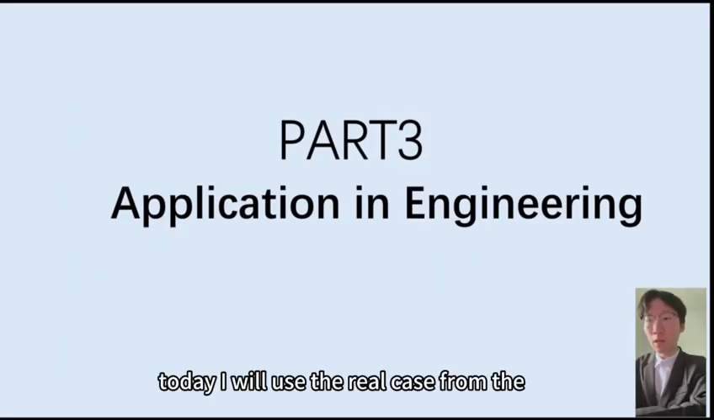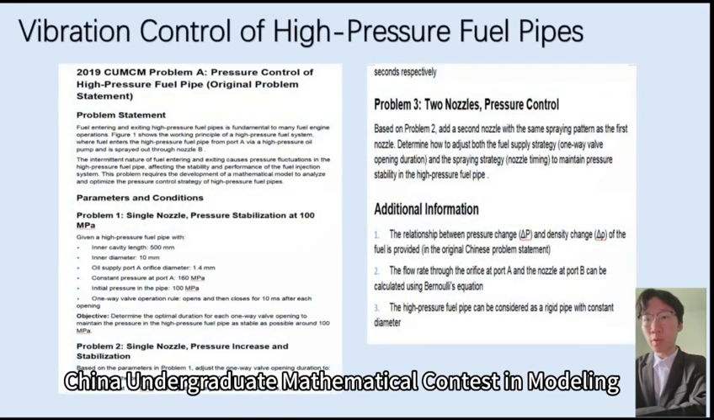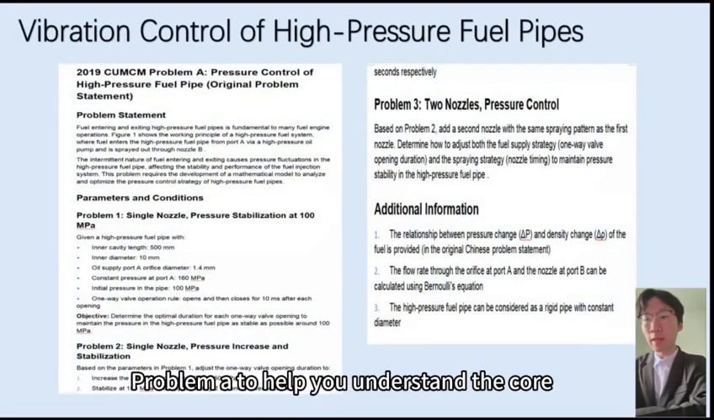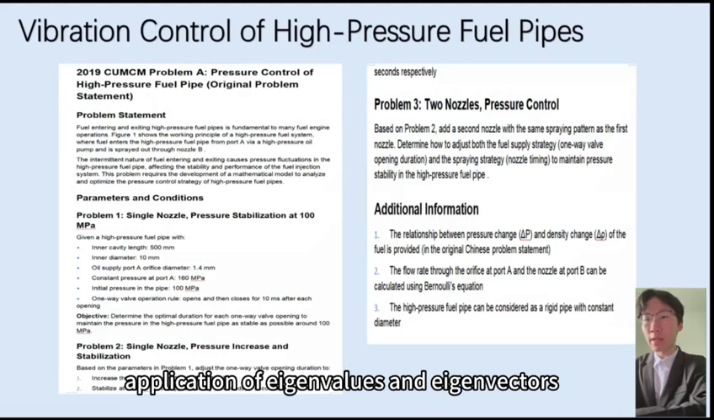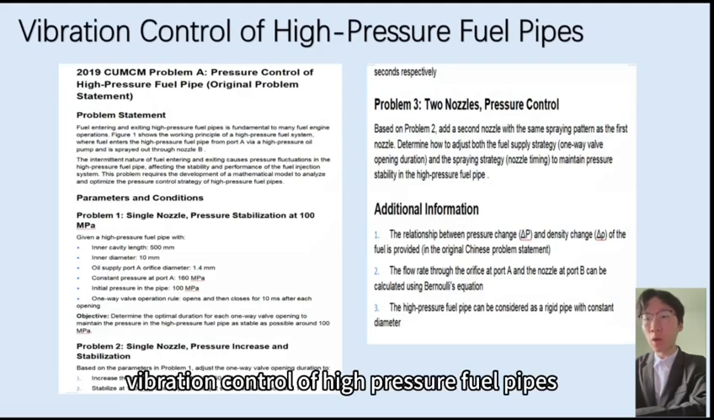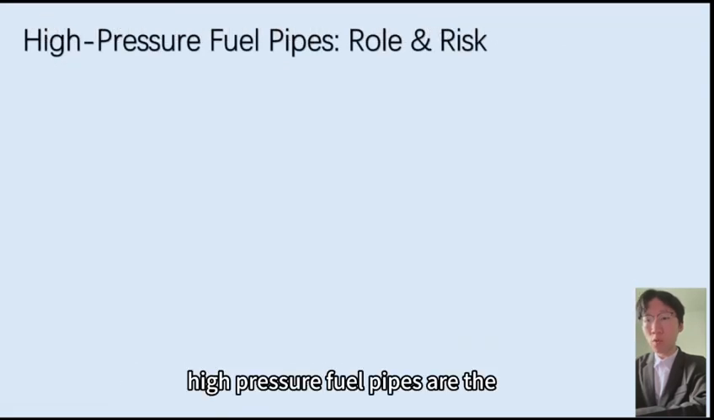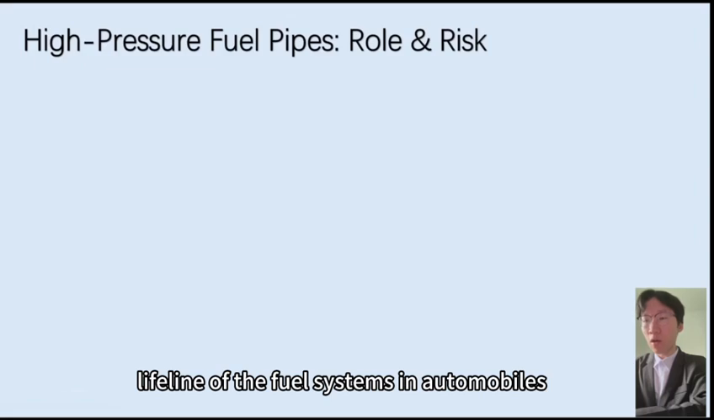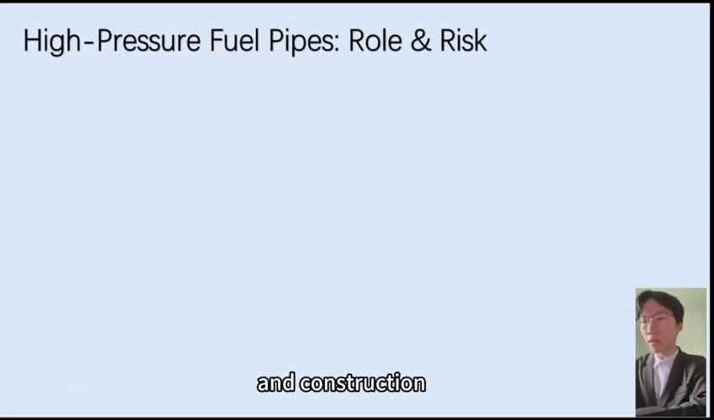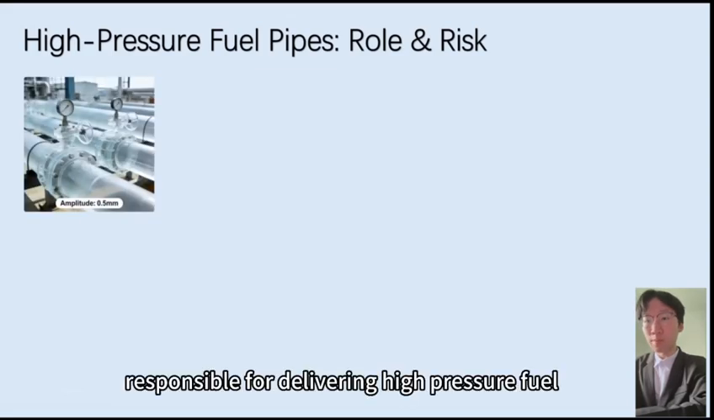Hello everyone, today I will use a real case from the China Undergraduate Mathematical Contest in Modeling, Problem A, to help you understand the core application of eigenvalues and eigenvectors in engineering: vibration control of high-pressure fuel pipes. High-pressure fuel pipes are the lifeline of the fuel systems in automobiles and construction machinery, responsible for delivering high-pressure fuel.